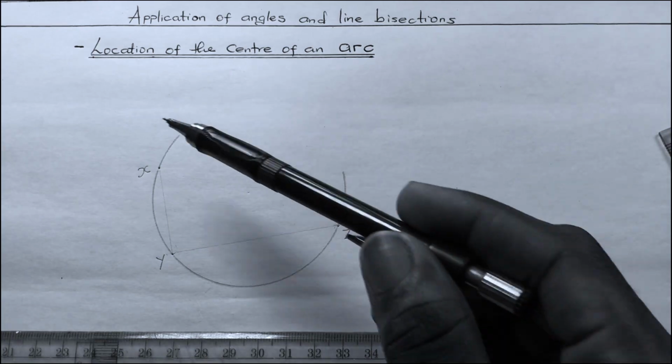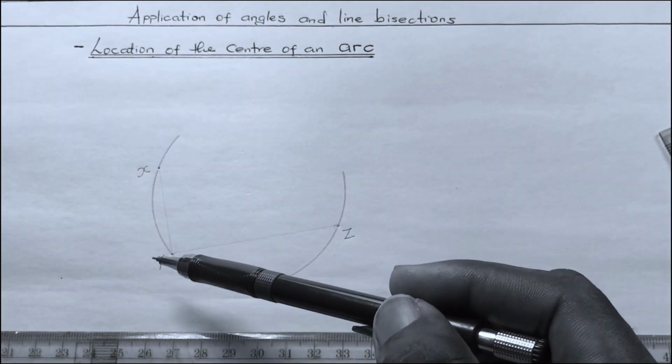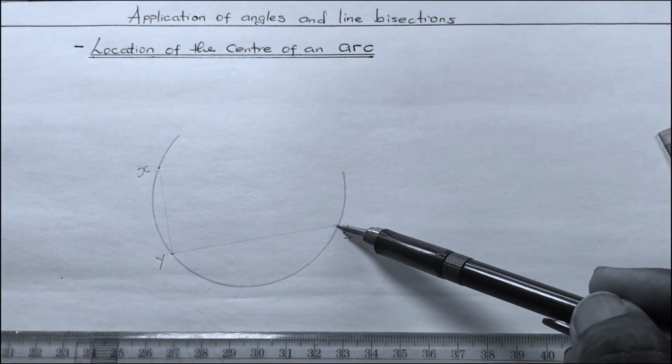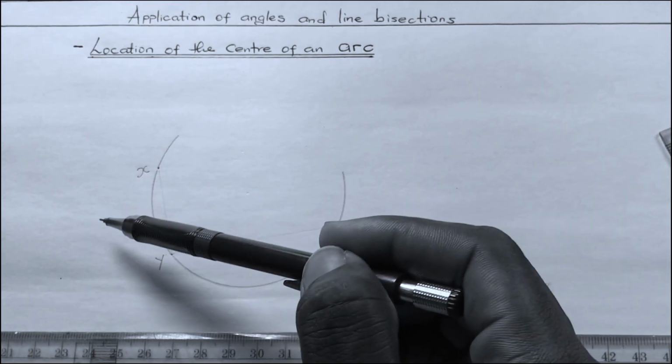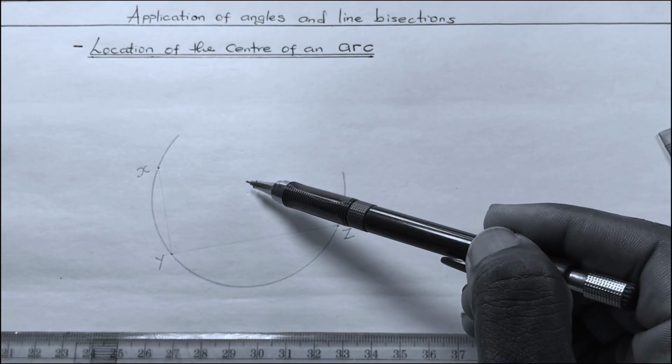So the next thing to do is to bisect lines XY and YZ, and then extend the lines of bisection to the center of the circle.